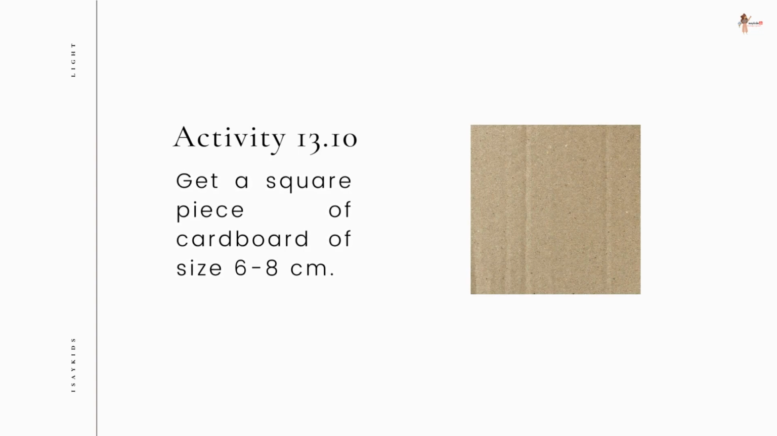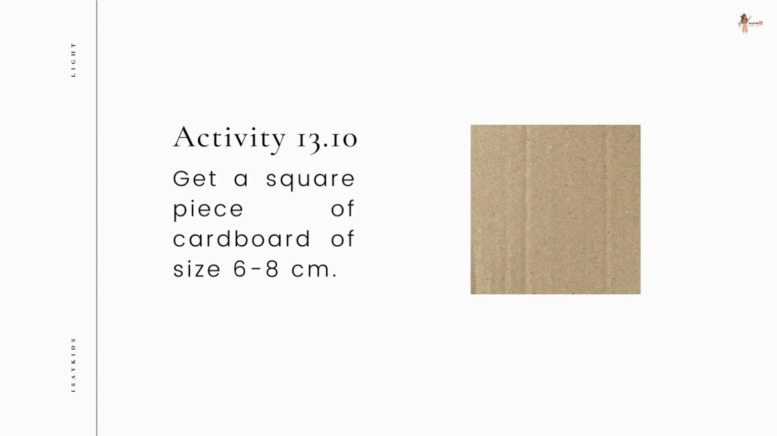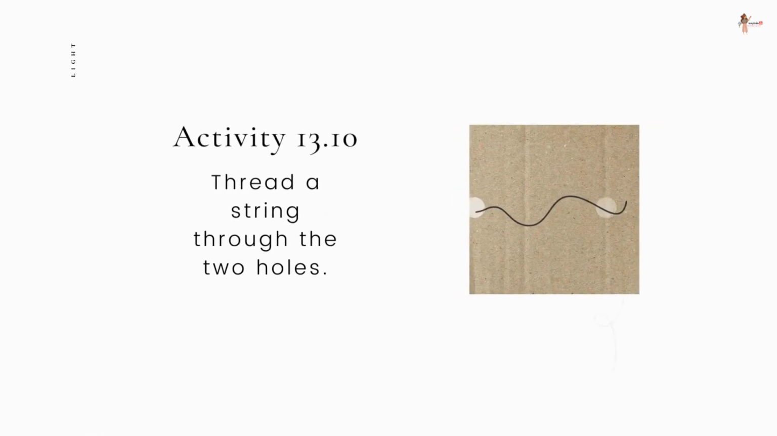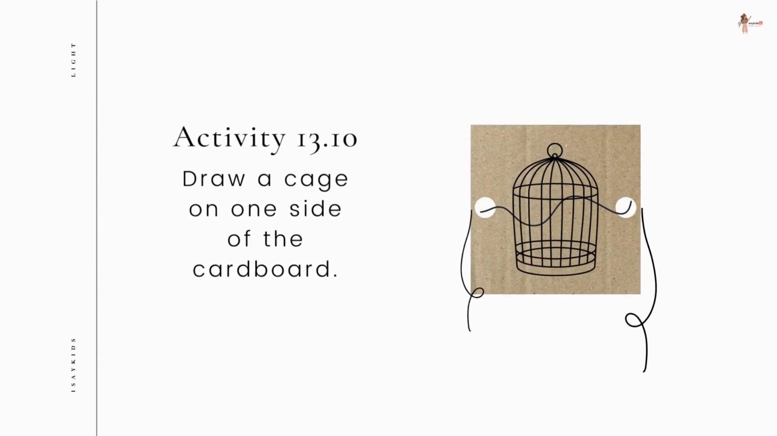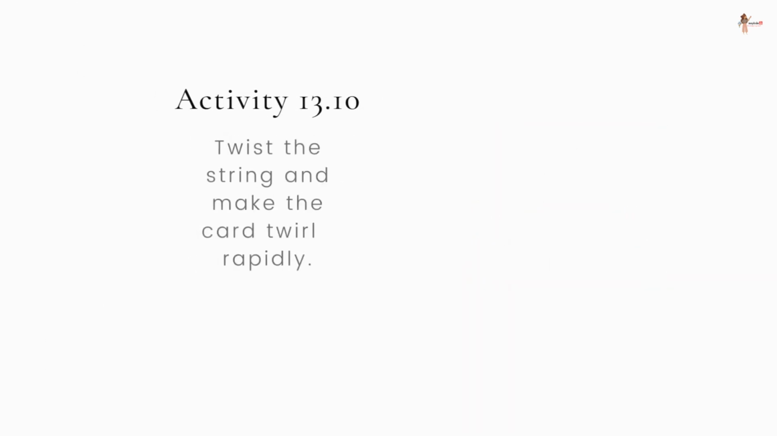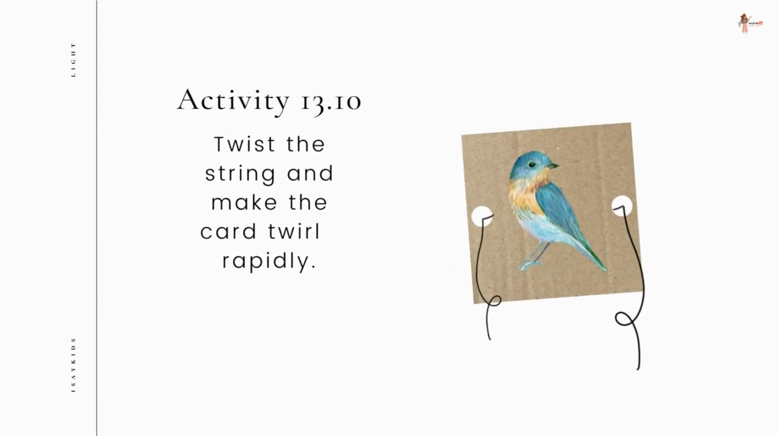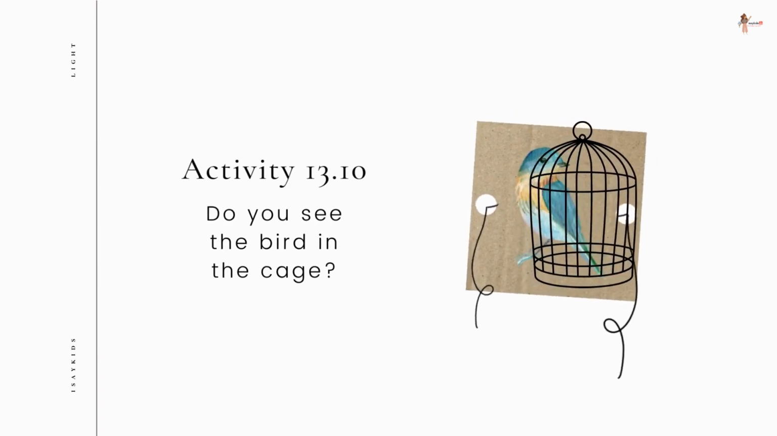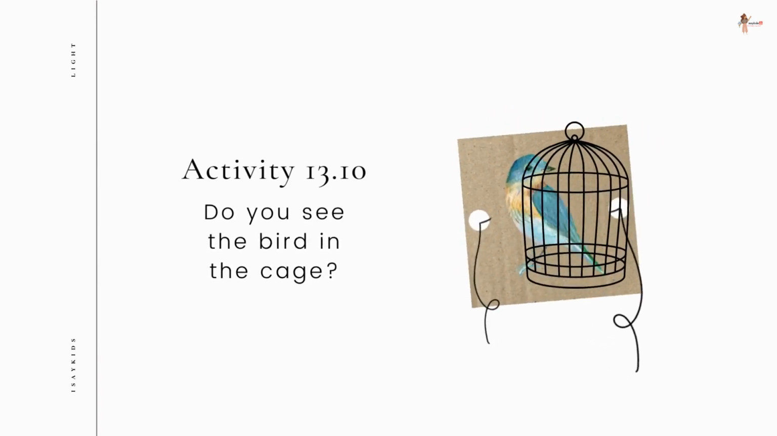Now get a square piece of cardboard of size 6 to 8 centimeter for our next activity. Make two holes as shown here. Thread a string through the two holes. Draw a cage on one side of the cardboard and a bird on the other side. Twist the string and make the card twirl rapidly. Do you see the bird in the cage? Comment below and tell us.